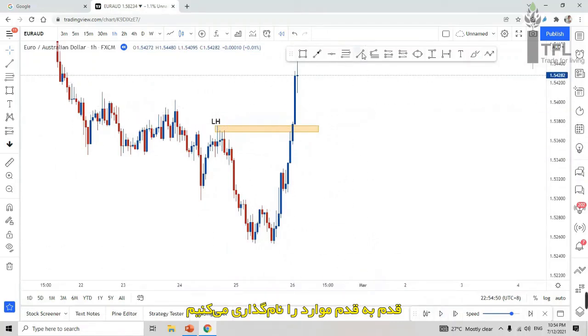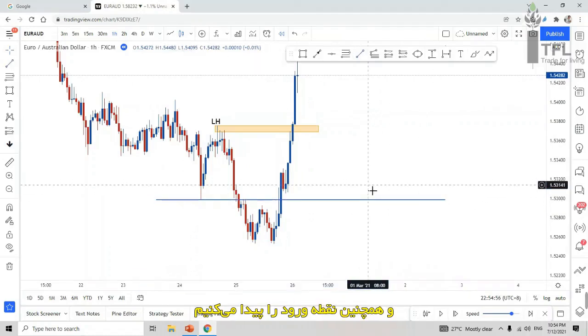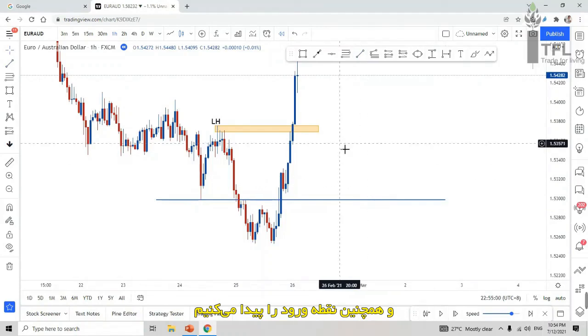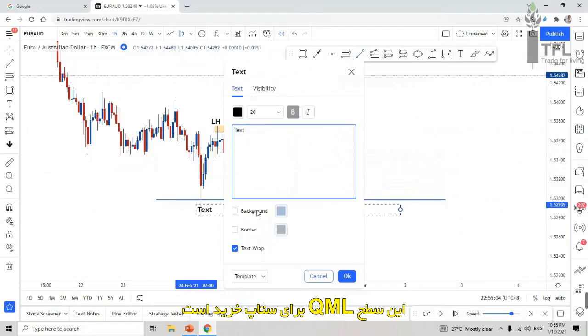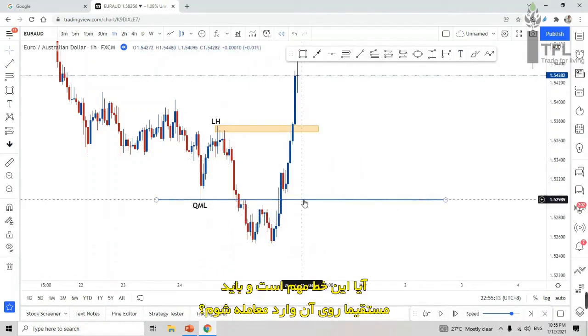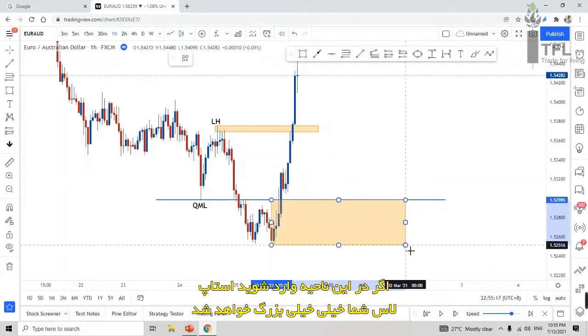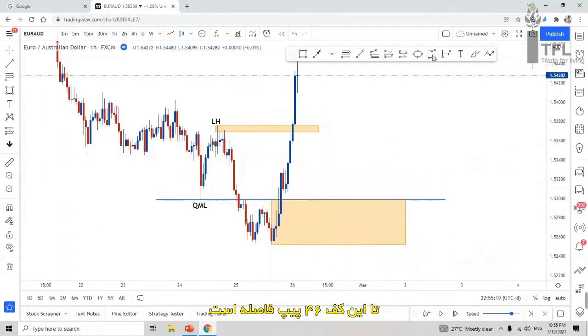What we're going to do is label things slowly, and we're going to find our MPL, and of course the area where we're going to have our setup and our entry. So this is our QML, the Quasimodo level for a buy. Is it important, or should I enter directly over here? If you enter over here, where is your stop loss? It will be a very, very huge zone.